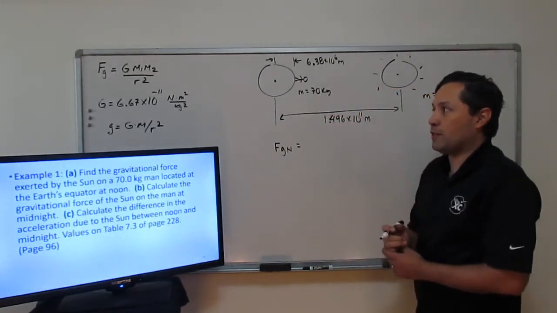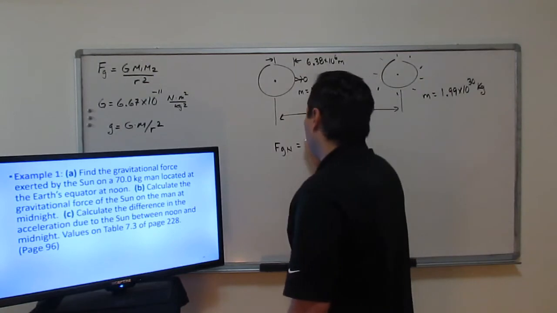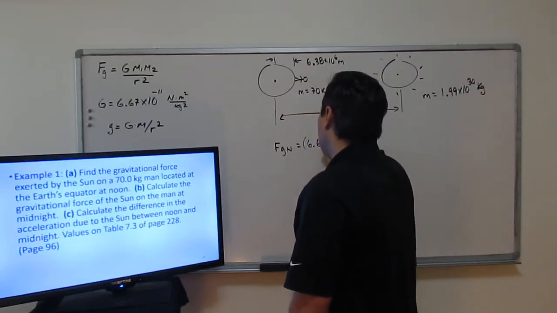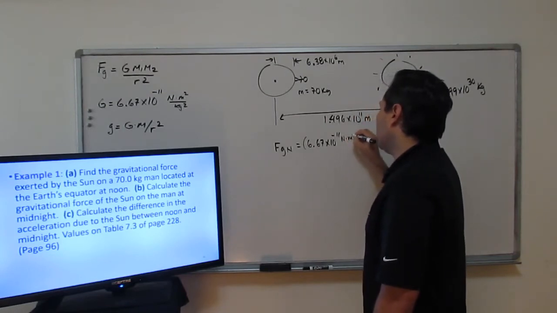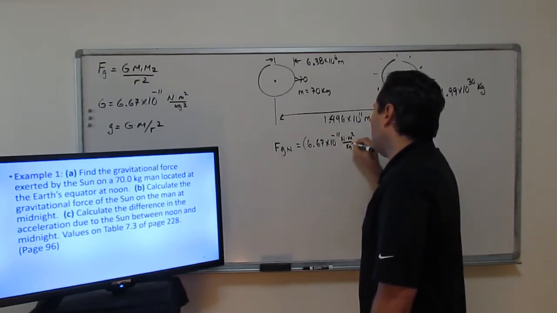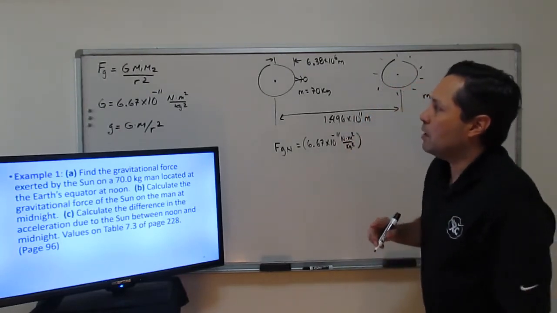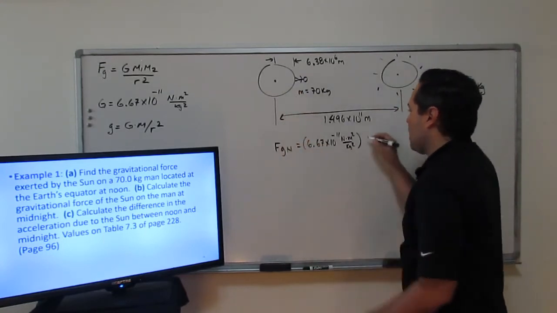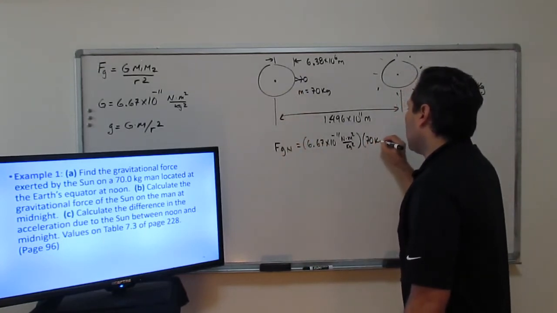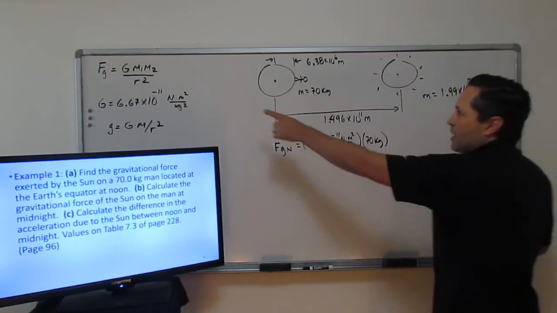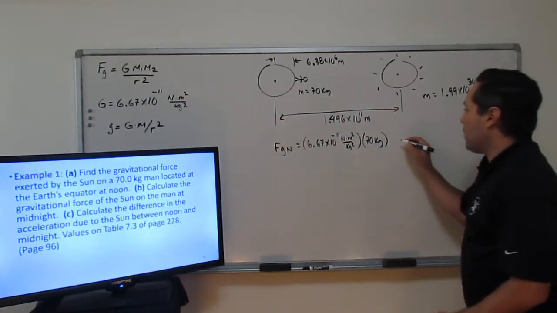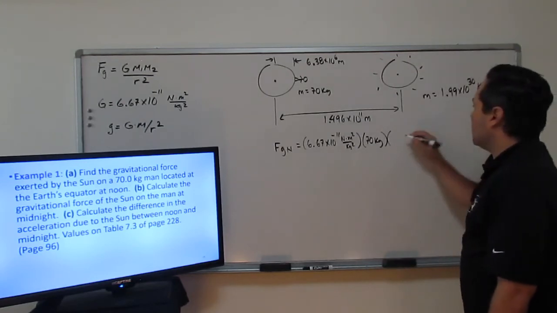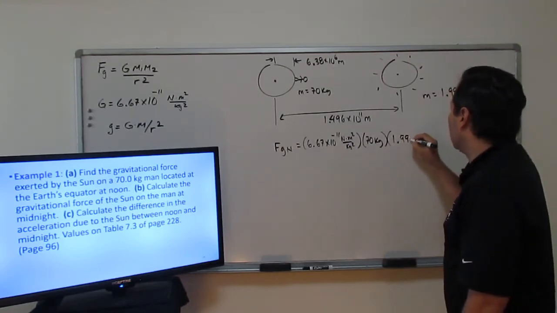G, the universal gravitational constant. So that's going to be 6.67 times 10 to the negative 11 newtons times meters squared over kilogram squared. Multiply times the mass. We're going to put the mass of the man first, 70 kilograms. Multiply times the second mass. In this case, we want to know how the sun is affecting the man, or the force on the man. So here's the mass of the sun.